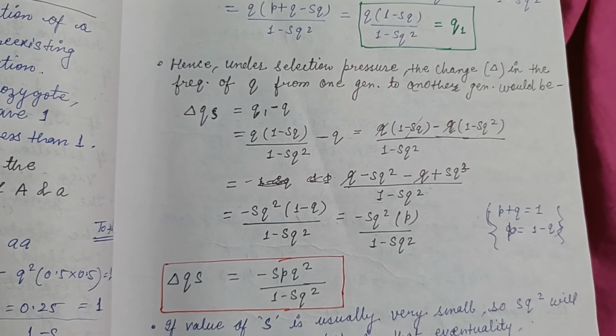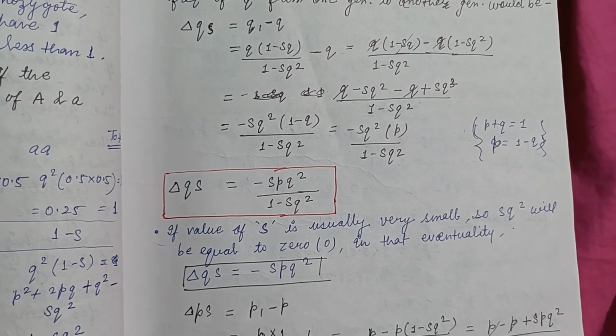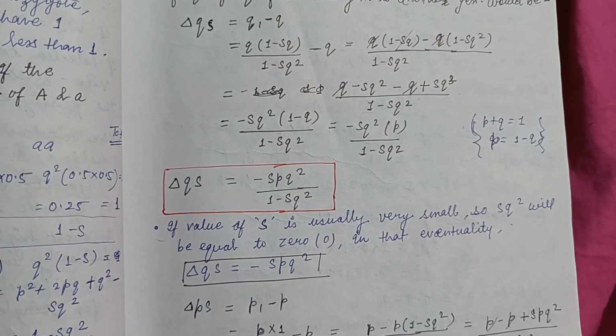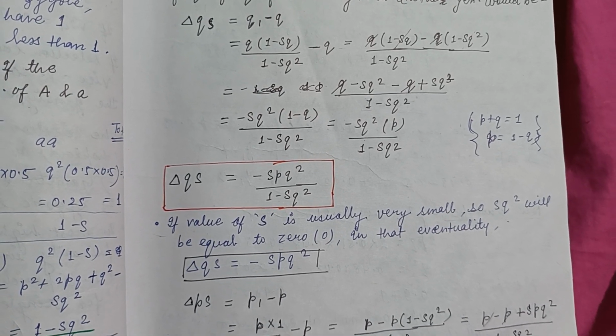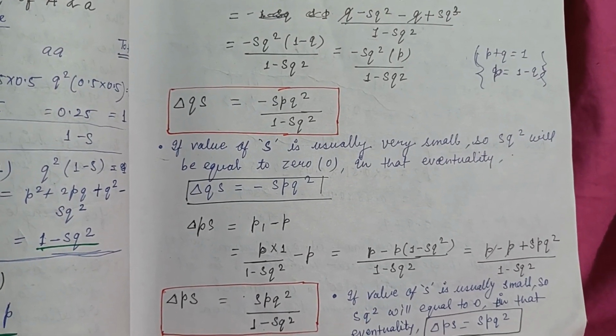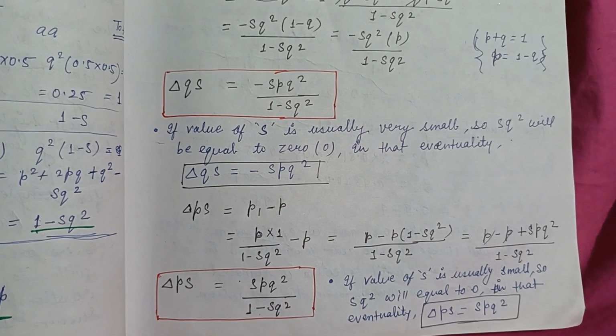del q equal to q1 minus q, that is del q equal to minus s p q square divided by 1 minus s q square. If the change is very small, then s q square will be negligible. So del q is equal to minus s q square, and similarly del p is equal to plus s q square.